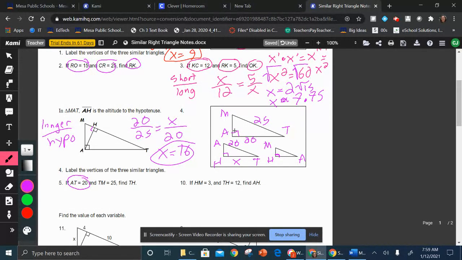Now it says for HM. HM is 3 and TH is 12. So they're putting 12 right here. It says find AH. So they want us to find AH. We're going to have short leg of the medium one over short leg of the small one.